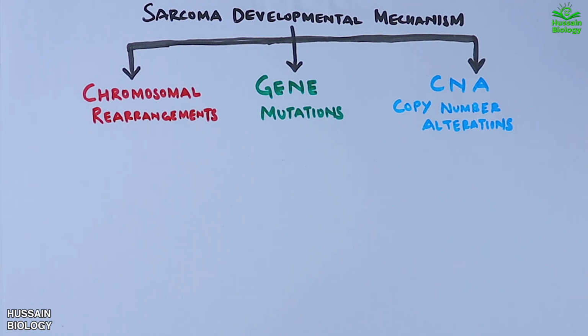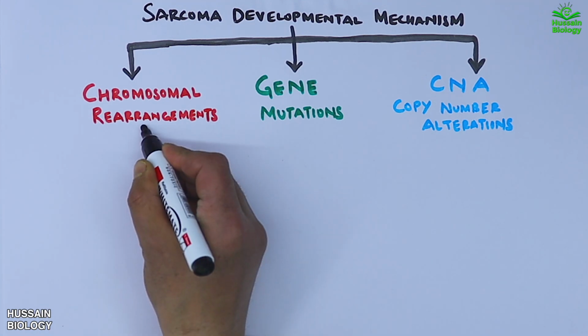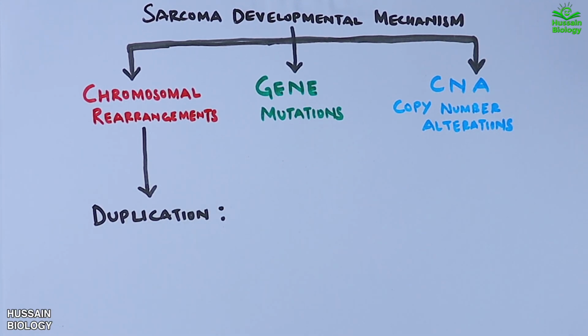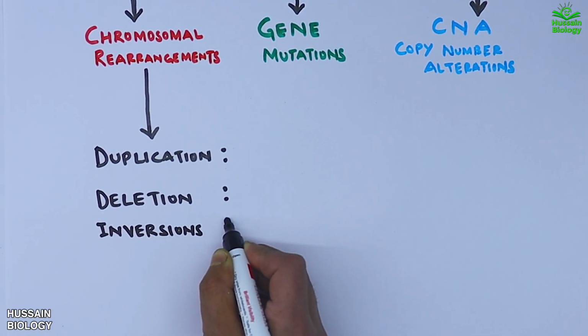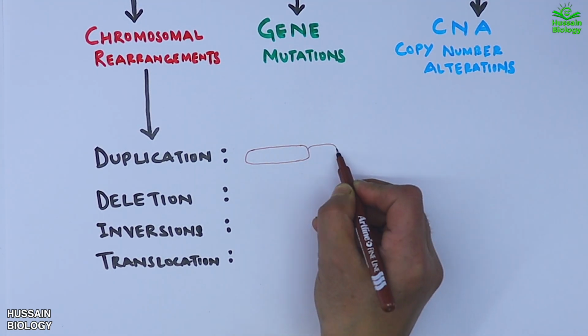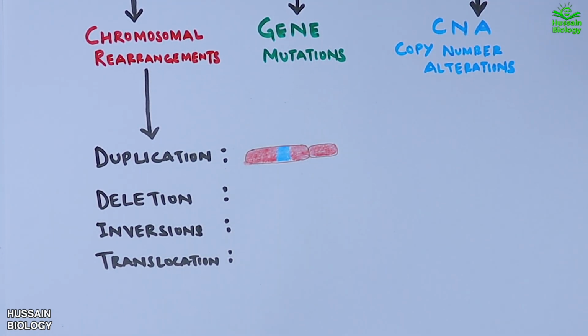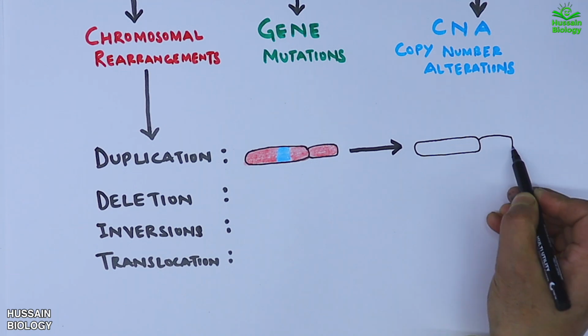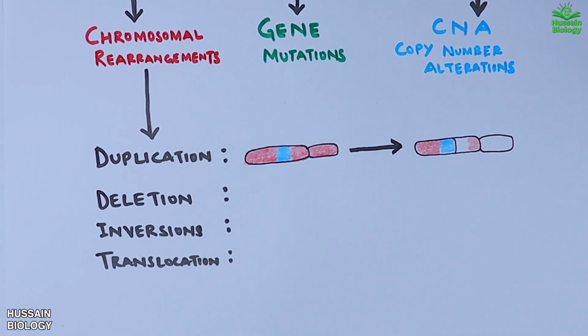First of all, let's break down the key types of chromosomal rearrangements. We have duplication, deletion, inversion, and translocation. First, we see the duplication. Here a portion of chromosome is copied. As we can see in the image, the blue colored section of the gene has been duplicated. This extra copy can lead to an overproduction of certain proteins, which may promote uncontrolled cell growth.